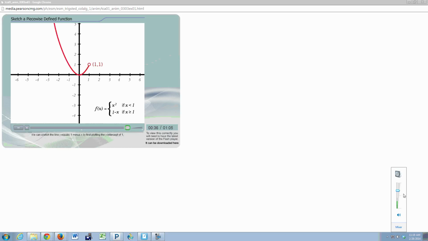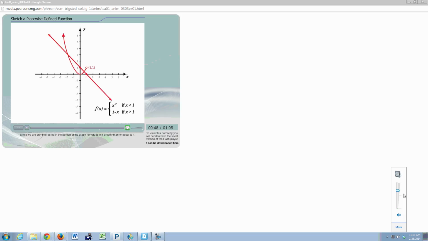We can sketch the line y equals 1 minus x by first plotting the y-intercept of 1, then using the slope of negative 1 to find another point on the graph. Since we are only interested in the portion of the graph for values of x greater than or equal to 1, we must eliminate the portion of the graph for values of x less than 1. Note that this graph contains the point 1, 0.